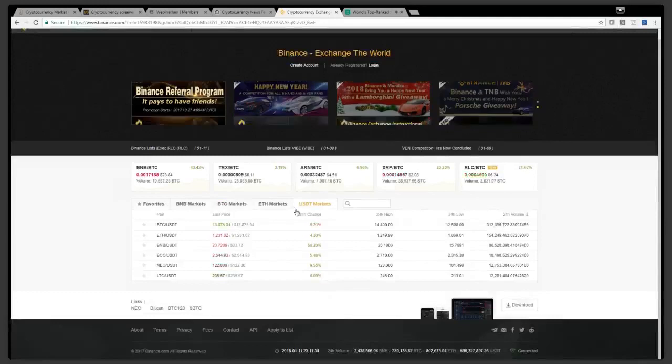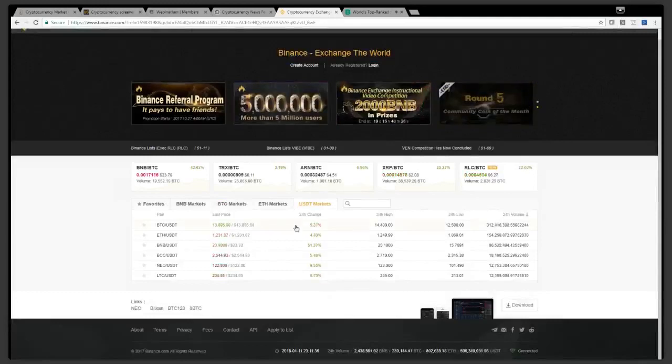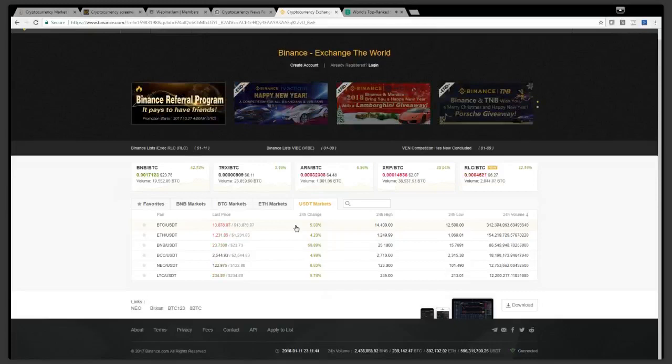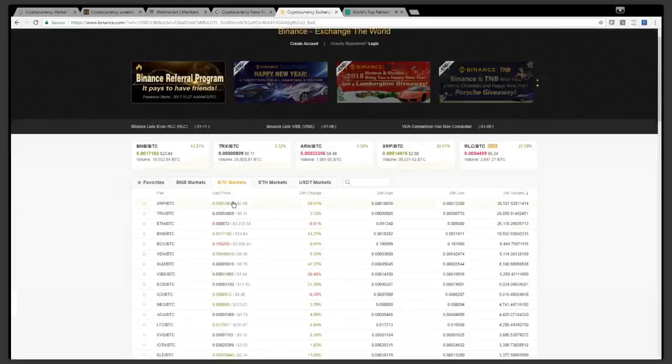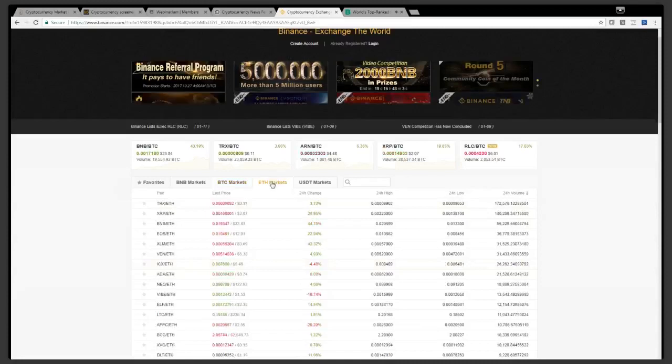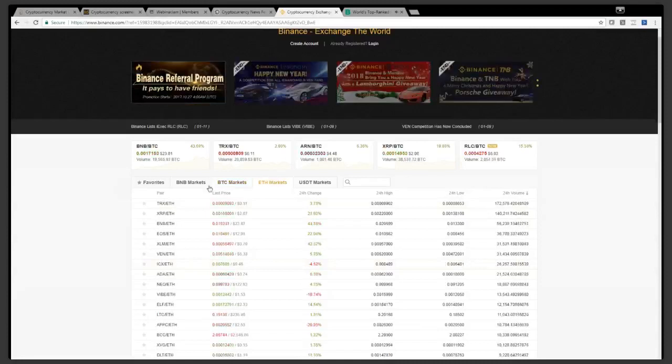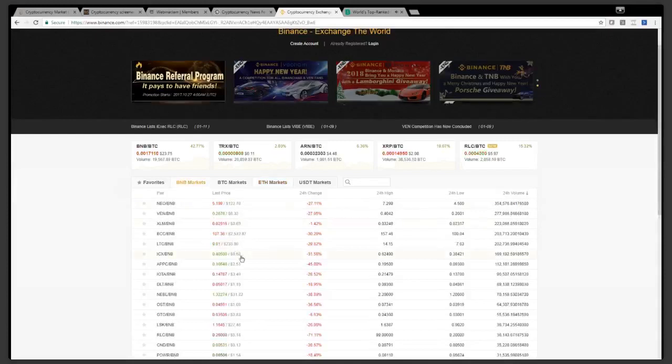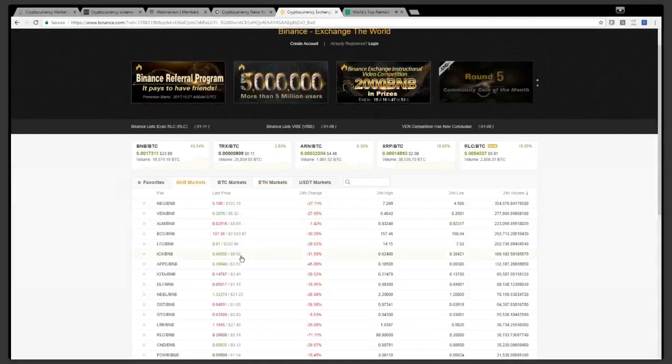I want you to look at the difference there, you guys. Look at where it says last price. You can see the price is in dollar terms. Now go back to BTC markets. See that price? Go to ETH markets. There you go. Last but not least, BNB markets. Excellent. Notice the different prices, right? The different prices are based on price quotes.